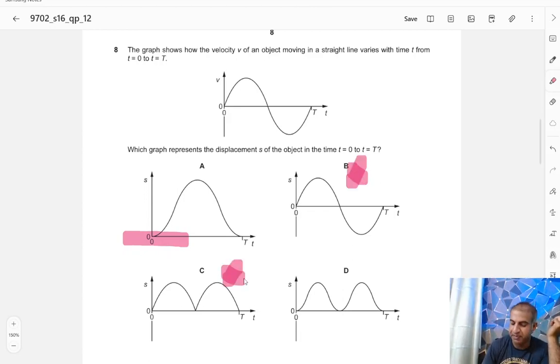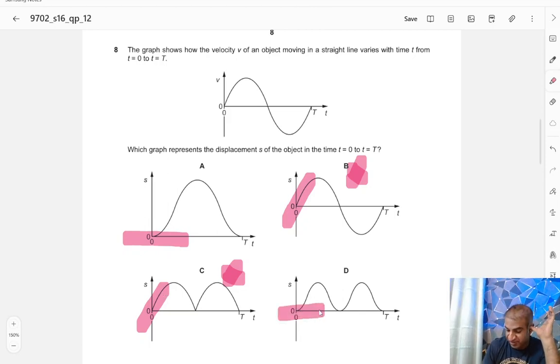In fact, C cannot be the right answer as well, because here at the start we happen to have a gradient, so that means we happen to have a velocity. Here also we will have velocity because we happen to have a gradient, a slope. Here initially we do not have a slope. So we are only going to be concerned with option A and option D.